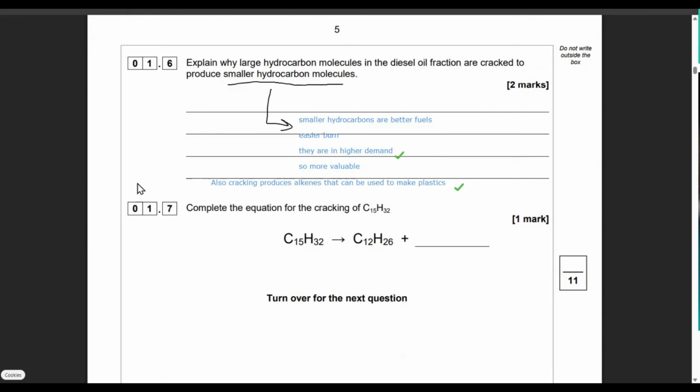Also, when you do cracking, you get things called alkenes that have a double bond, and alkenes can be used to make plastics, polymers, with addition polymerization. So that's another use.